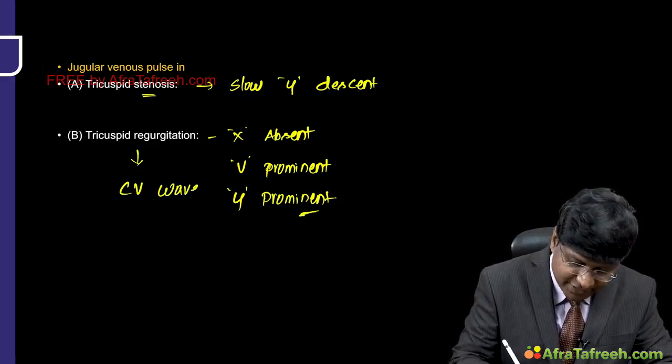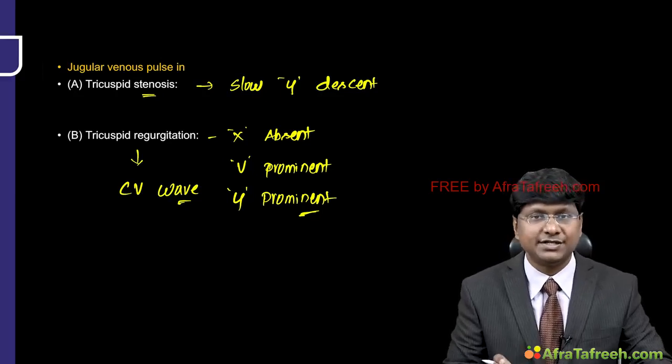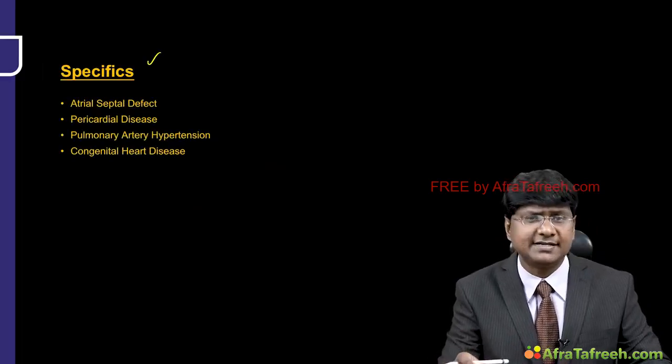Why? Because you don't have X wave. The C wave gets merged with the V wave. That is what you will see in case of tricuspid regurgitation. Then you take the specifics, like in case of the atrial septal defect.